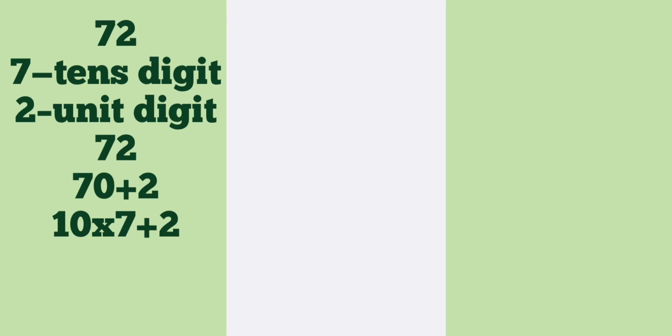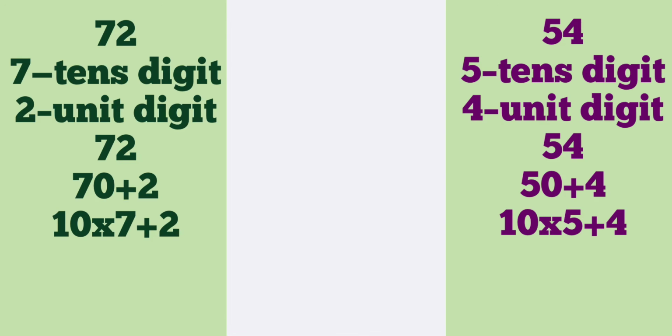Students, let us consider a 2-digit number, say 72. So here 2 is the unit digit and 7 is the tens digit, right? You know this. Now this 72 can be written as 70 plus 2. This can be written as 7 into 10 plus 2, right? Now consider another 2-digit number, say 54. The unit digit is 4 and the tens digit is 5. So we can write this 54 as 50 plus 4. This can also be written as 10 into 5 plus 4.